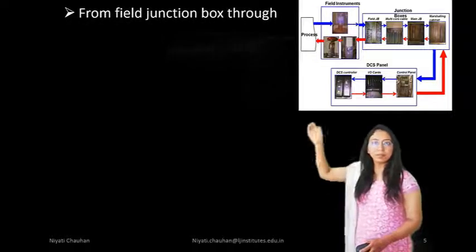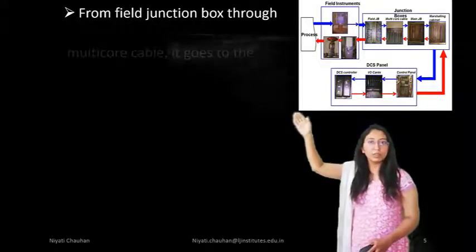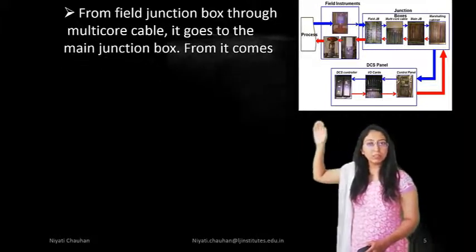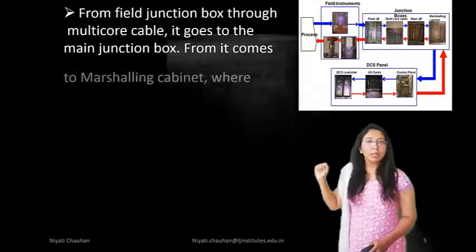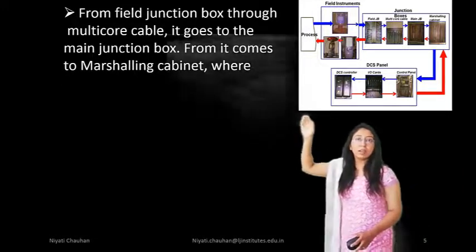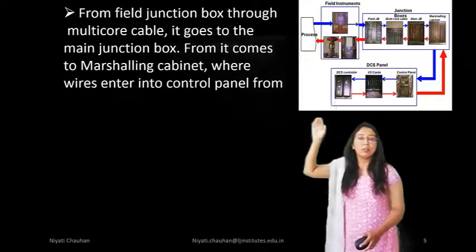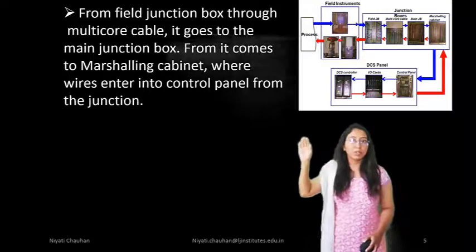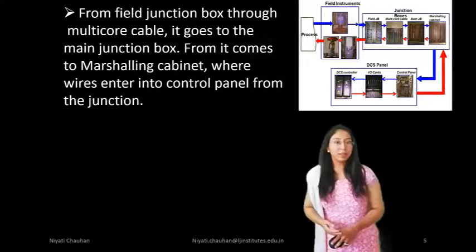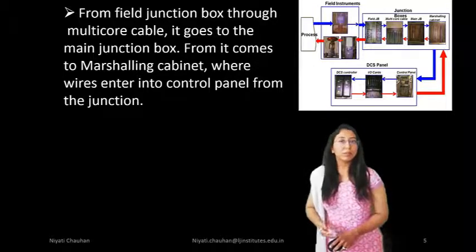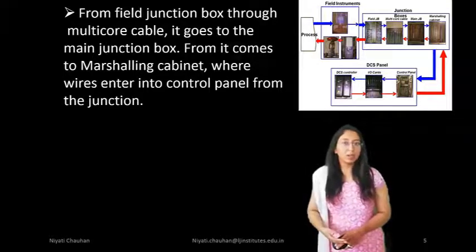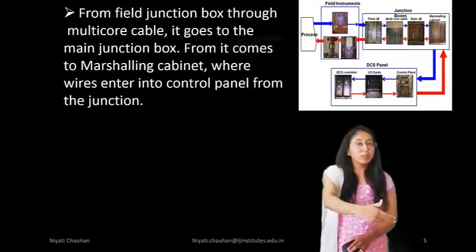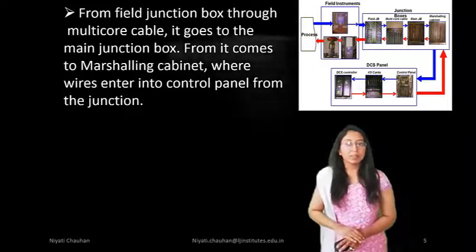Then from the field junction box, through multi-core cable, it goes to the main junction box. From there it comes to the Marshalling cabinet, where wires enter into the control panel from the junction, okay. So here field junction box to multi-core cable to main junction box, and from the main junction box the wires go to a Marshalling cabinet.